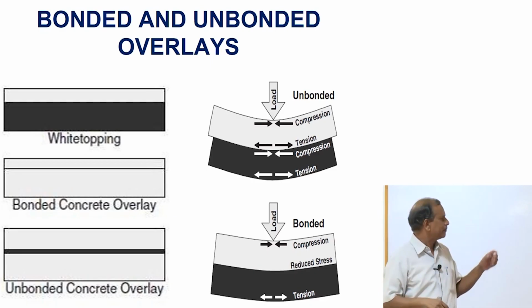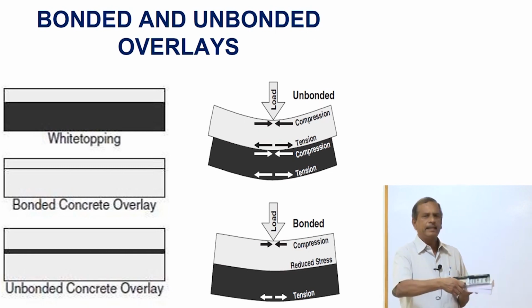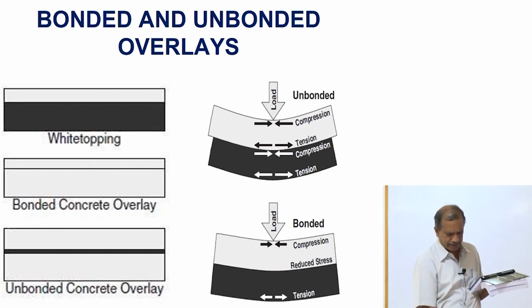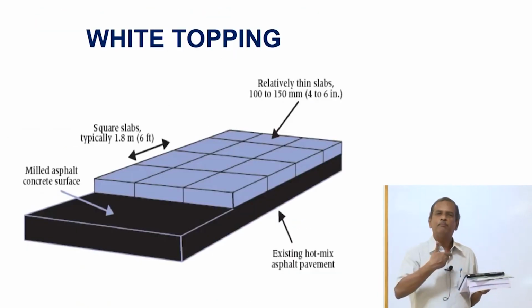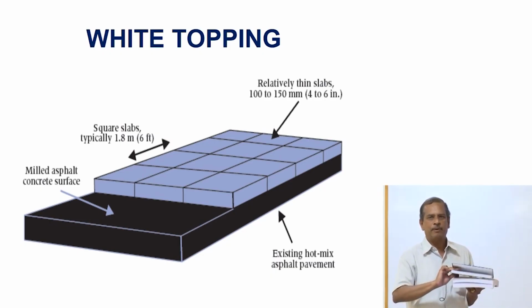If the layer above the bituminous layer is very thin, that is called ultra-thin whitetopping. If I provide a thin layer on the top, it's possible that the layer may crack. So I have to ensure a bond between this concrete pavement and this bituminous layer. How you ensure the bond between these layers is the question here. So I have to mill the surface to ensure better bonding and provide a concrete pavement.